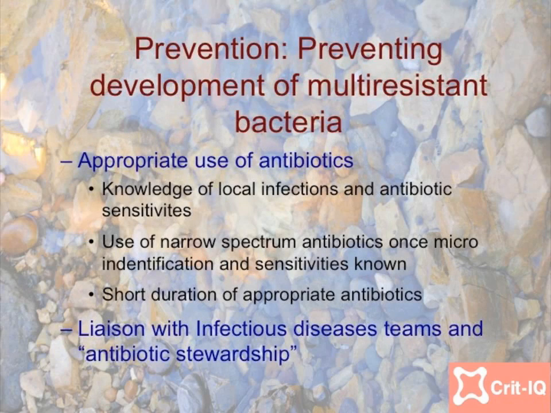Preventing the development of multi-resistant bacteria is another important step in hospital infection prevention. This can be achieved by appropriate use of antibiotics and also with close liaison with the infectious diseases teams. This is known as antibiotic stewardship and involves the use of narrow spectrum antibiotics once the infective agent is known, shorter durations of appropriate antibiotics, and also gathering information about local infections and antibiotic sensitivities.